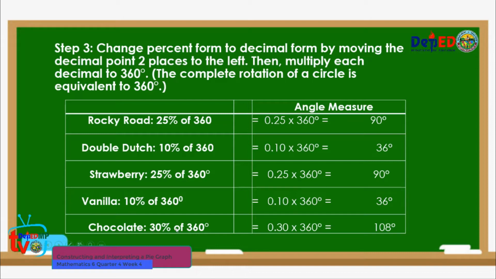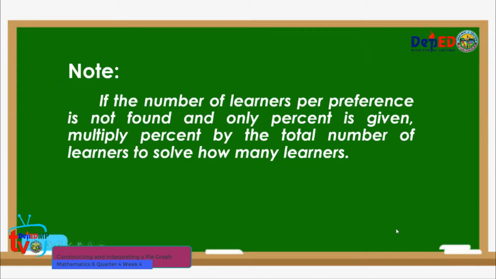Chocolate has 30% of 360 degrees. Change this 30% to decimals, and it becomes 0.30. Then multiply it to 360 degrees, and that is equals to 108 degrees. Note: if the number of learners per preference is not found and only percent is given, multiply percent by the total number of learners to solve how many learners.